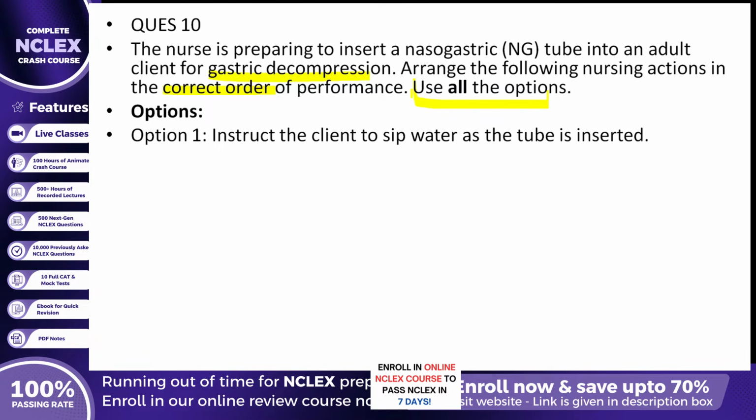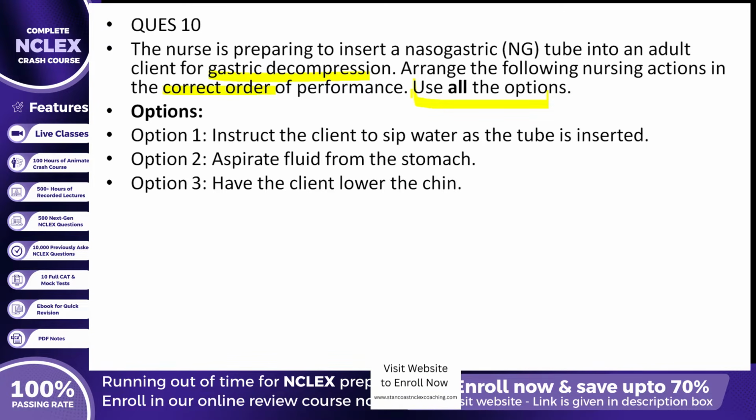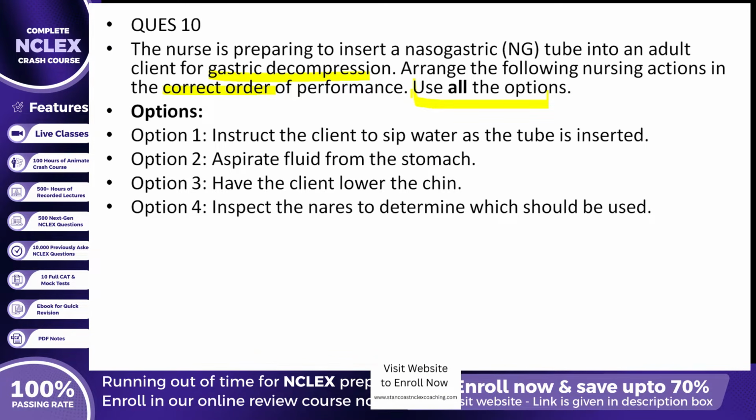Option 1. Instruct the client to sip water as the tube is inserted. Option 2. Aspirate fluid from the stomach. Option 3. Have the client lower the chin. Option 4. Inspect the nares to determine which should be used. Option 5. Secure the nasogastric tube to the nose. Option 6. Ask the client to tilt the neck to simulate a sniffing position. The correct order is Option 4, followed by Option 6, Option 3, Option 1, Option 2, and finally, Option 5.